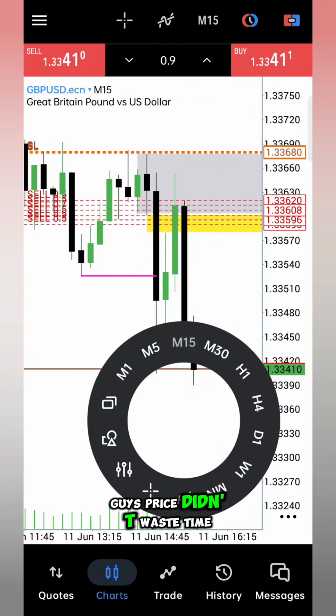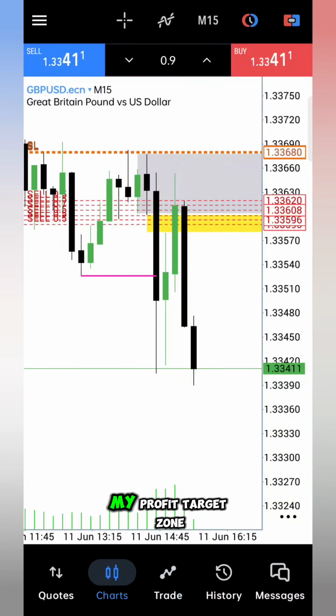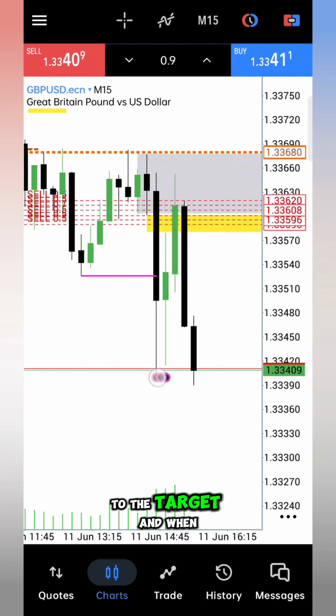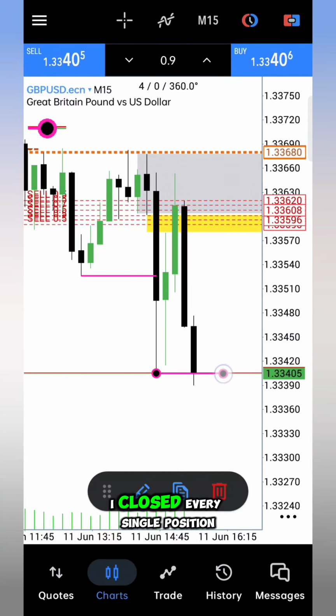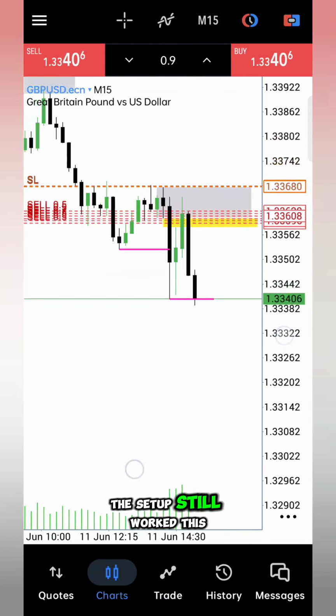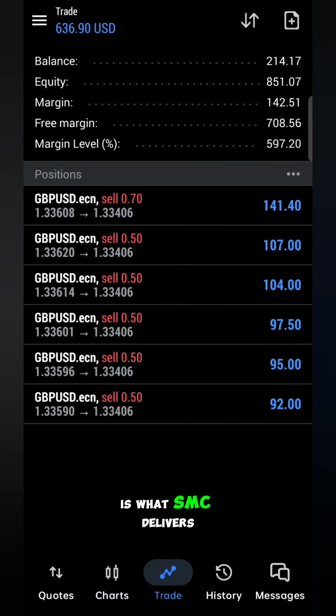Guys, price didn't waste time. It went straight down to my profit target zone. Just a clean, decisive move to the target. And when it hit that level, I closed every single position and locked in my profits. Even after having to switch to market orders, the setup still worked. This is what SMC delivers.